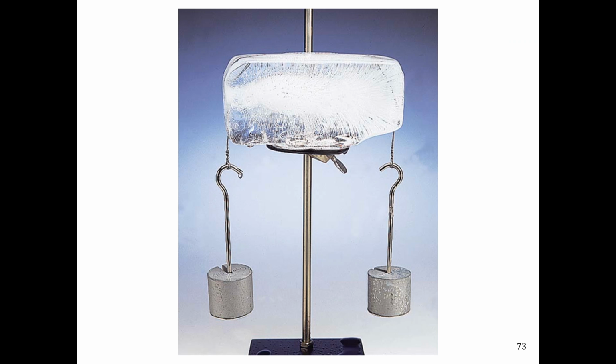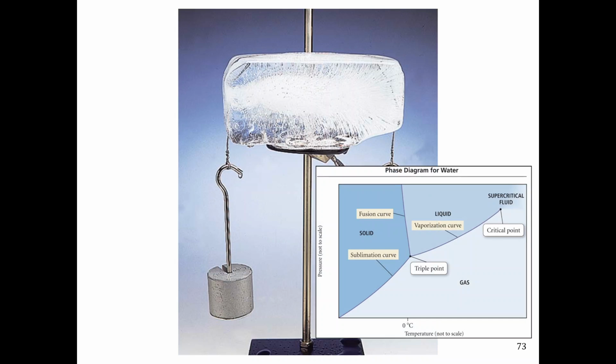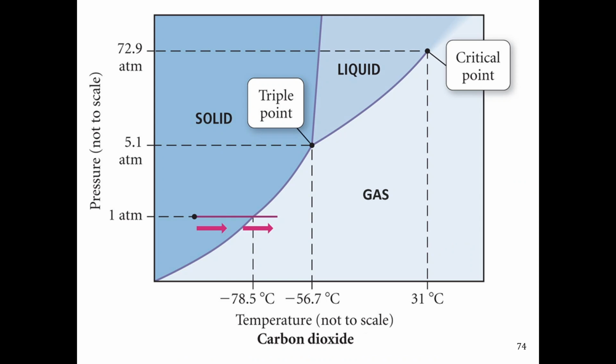So here, if the weights increase the pressure, what will happen? Actually what happens is it starts to melt, and eventually the wire will cut all the way through. Because if we're at some particular pressure and temperature, and we increase our pressure, we'll move into being a liquid. So we'll start to melt the ice. So kind of a cool experiment.